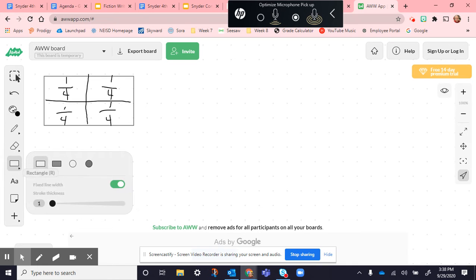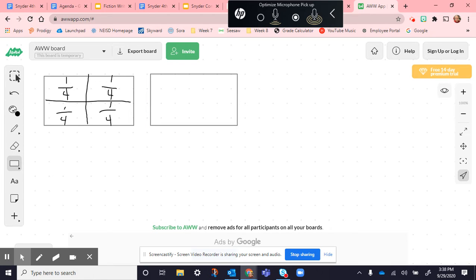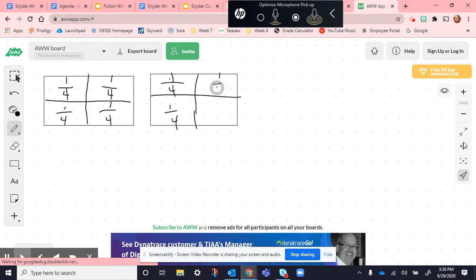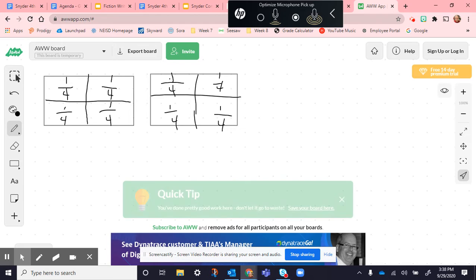Well, sometimes, let me draw another one. Sometimes we have more than one whole. So here is another whole, and it's also going to be broken into 4 pieces. And so same thing, each part is still going to be 1/4, 1/4, and 1/4. All right, so let me get rid of all this.